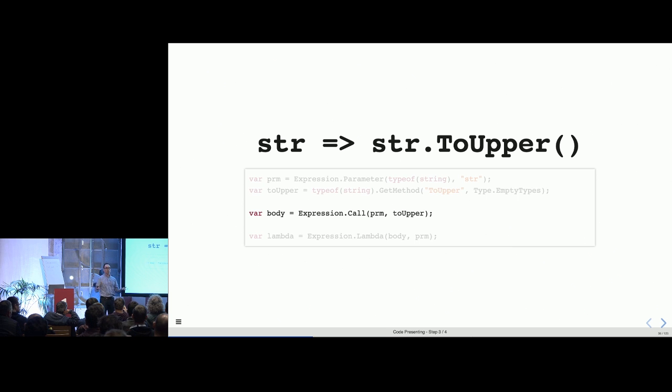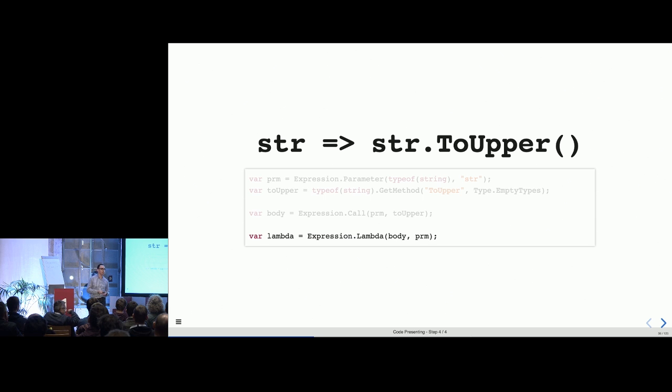And then we do our expression.call as I already showed you in the last slide. And then you do this, expression.lambda. So this is the part where you have a body of the expression, you have the parameters, let's glue them together and create our lambda. And that's what this does.